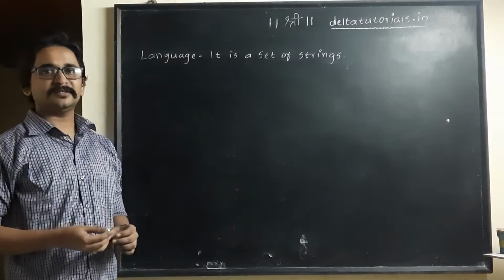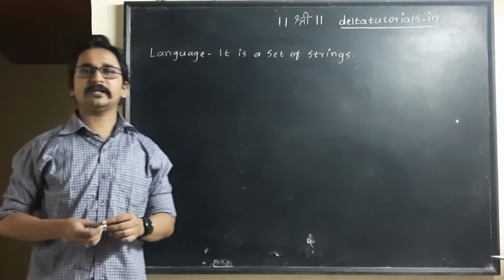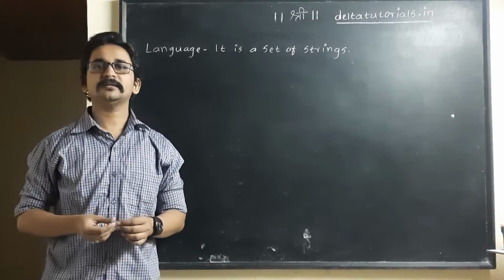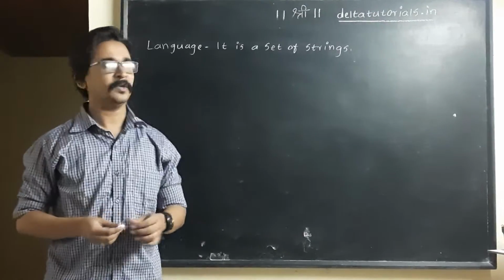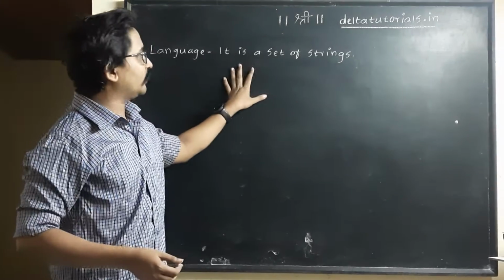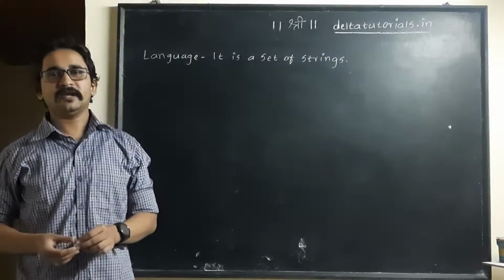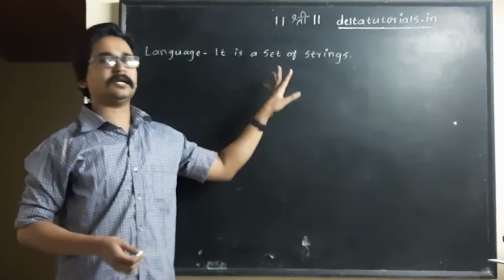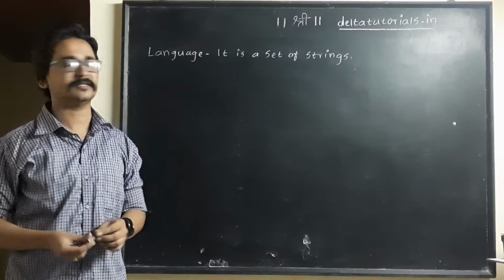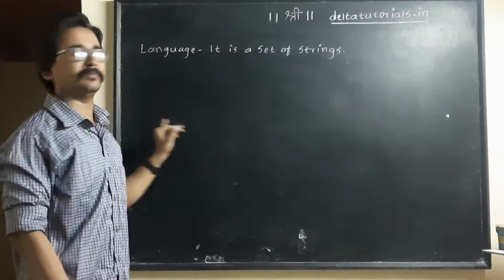Hi, in this video we are going to study about the language. This is one of the very important concepts in theory of computation, or you can call it theoretical computer science also. So basically a language is a collection, or you can say a set of strings. In the previous video we have seen that a string is a sequence of alphabets, or you can say it is a sequence of symbols. So let's consider one example for better understanding of this concept.